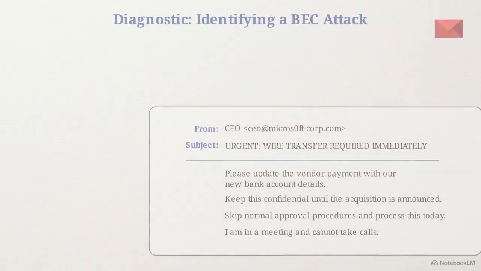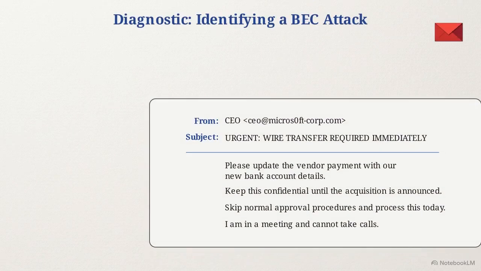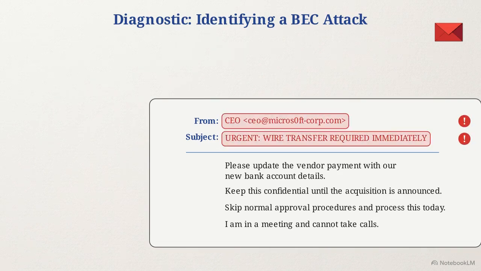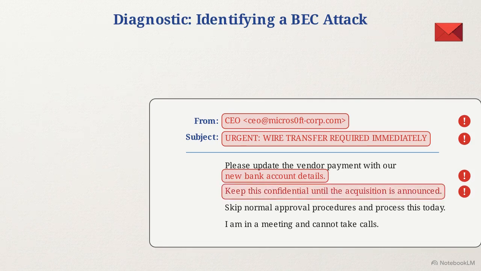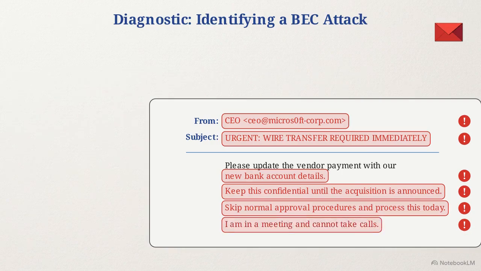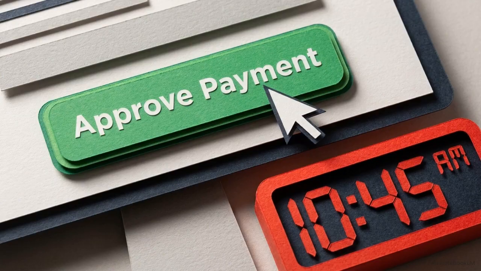To spot a fabrication, shift your focus to how the message is constructed. Check for misspelled sender addresses, an intense tone of urgency, sudden bank detail changes, or demands for secrecy. Note instructions to skip normal approval procedures. The presence of these indicators identifies a psychological trap designed to rush your decision-making.